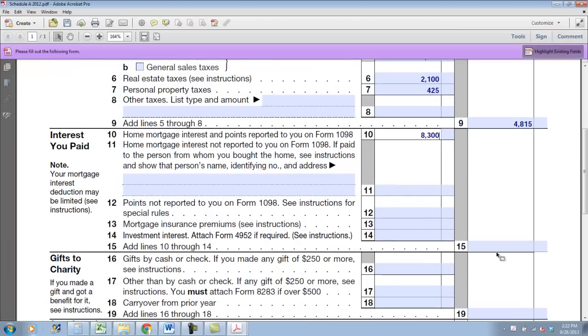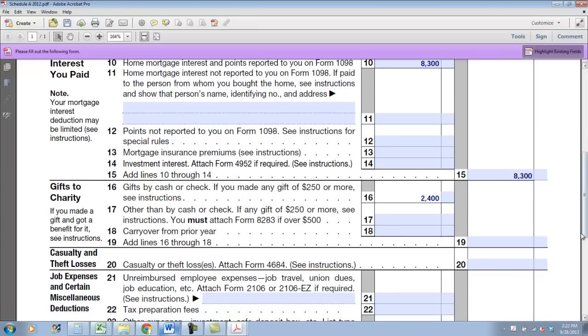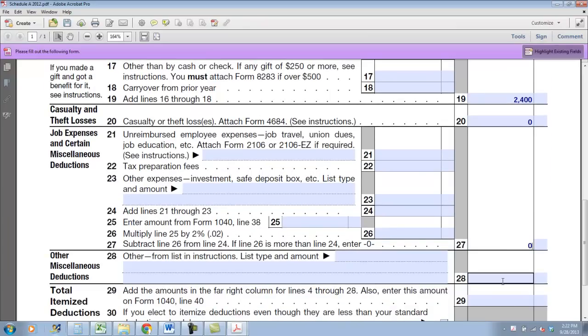They had home mortgage interest, so they would put that on line 10, $8,300. And that's the only interest they had, so carry that number through here. And they did make charitable contributions. No gifts were over $250. It was just contributions adding up to that. So line 19 should be 2,400. They didn't have any casualty, theft or loss, or other miscellaneous expenses. So we are going to have a total of 15,515. We're going to take this amount and put it on line 40.